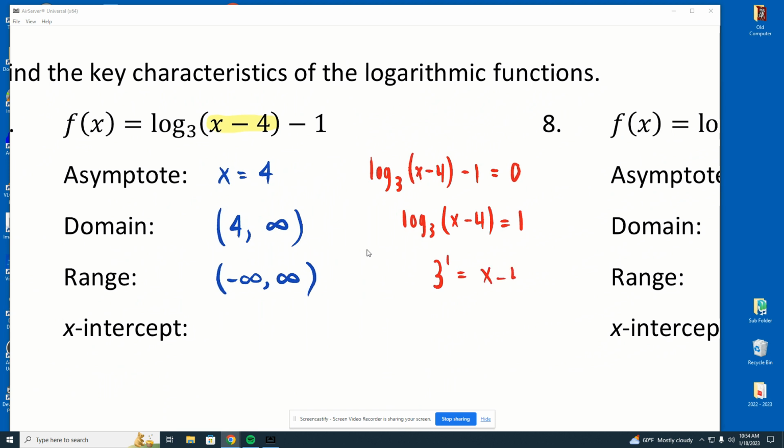Equals. What is 3 to the first power? 3. I'm going to add 4. What's 3 plus 4? 7. So this thing crosses my x-axis where? At (7, 0).